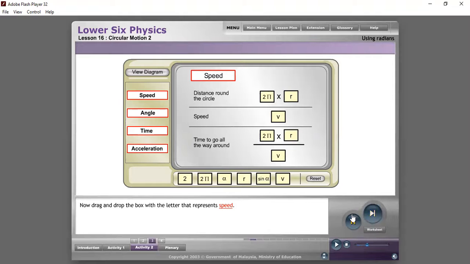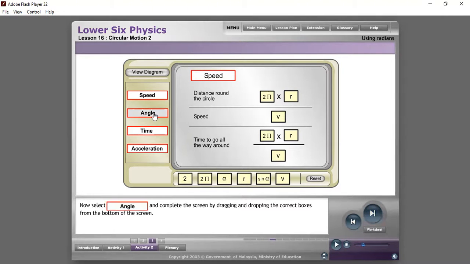Now drag and drop the box with the letter that represents speed. So this is for the speed. Finally, drag and drop the correct boxes to make the equation to find the time to go all the way around a circle. You may notice that an incorrect box will not be accepted, so you cannot go wrong. However, you should always try to work out, rather than guess, the correct box before dragging and dropping.